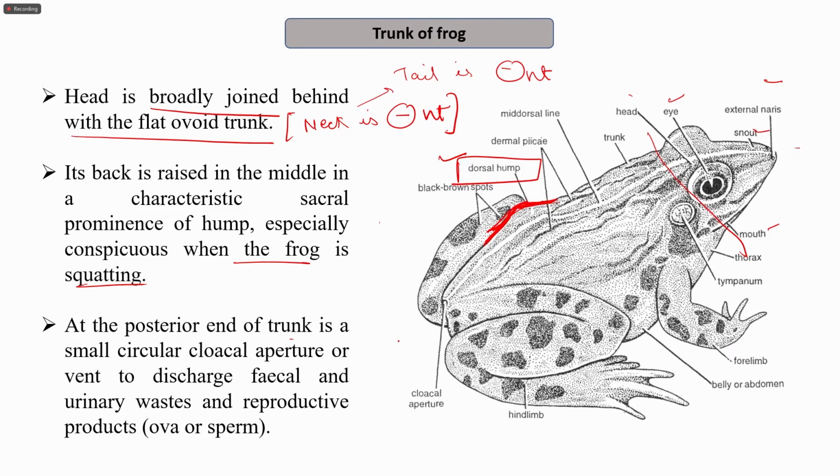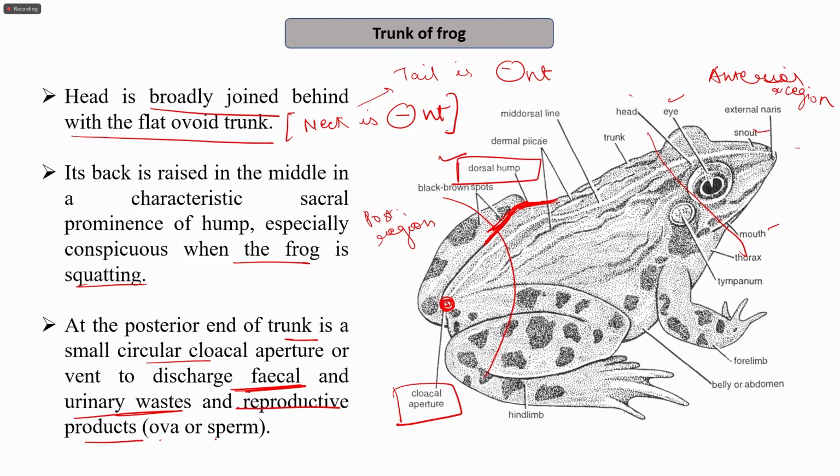At the posterior end of the trunk is a small circular cloacal aperture. So this is the anterior region, which is towards the head. This is the posterior region. On the posterior side, you can see an aperture, which is the opening. This aperture is known as the cloacal aperture. This cloacal aperture helps in the discharge of fecal and urinary waste, as well as it helps in the reproductive products like ova or sperm to be discharged outside the body.